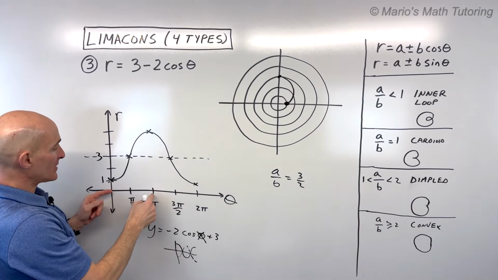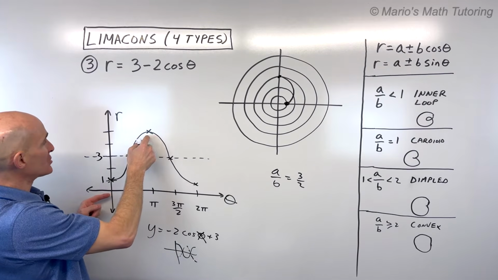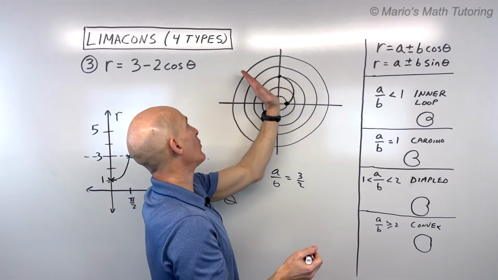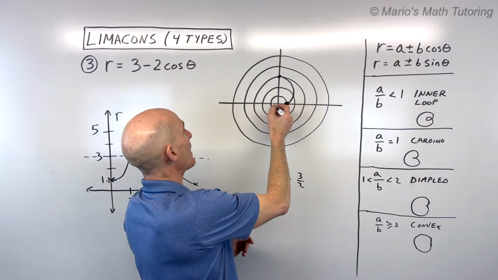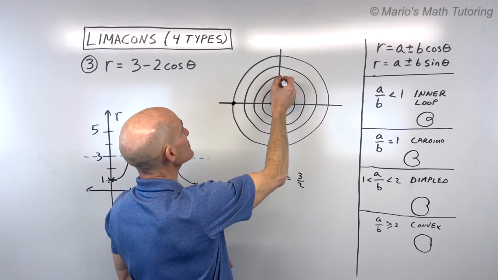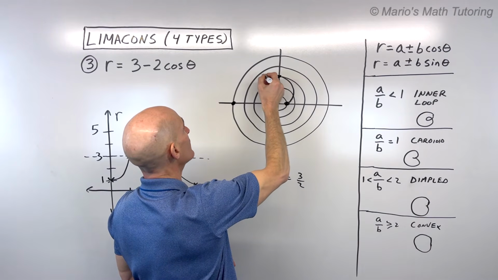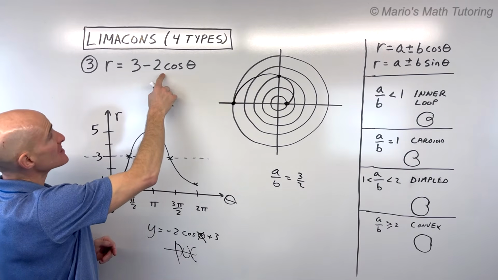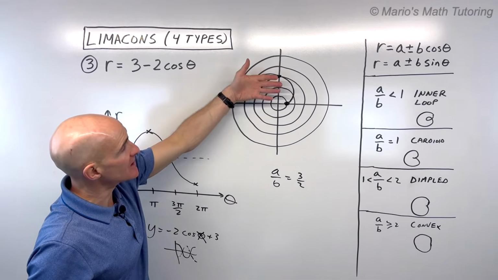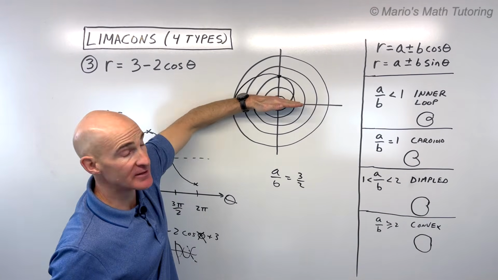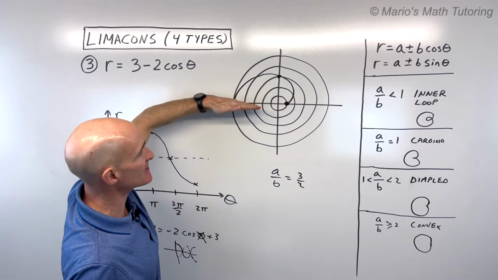Okay, then we get to pi, and we reach a maximum here of 5. So pi we know is 180 over here, and we're at 1, 2, 3, 4, 5 out from the pole. So it's again still spiraling out like that. And now we know that this is in terms of cosines, which tells us that it's a reflection over this horizontal axis. It's technically called the polar axis, or you can think of it as the x-axis.